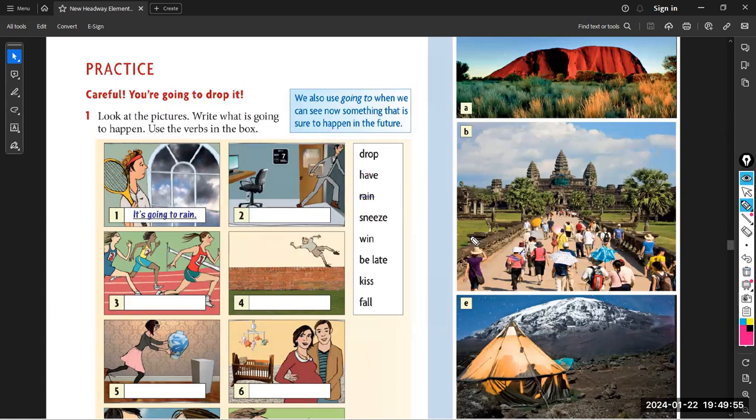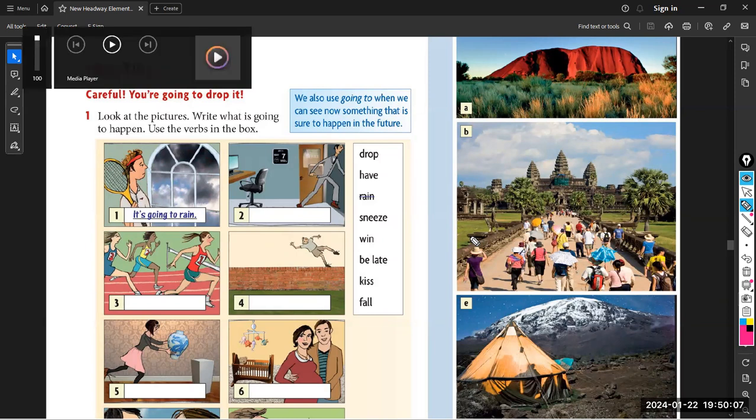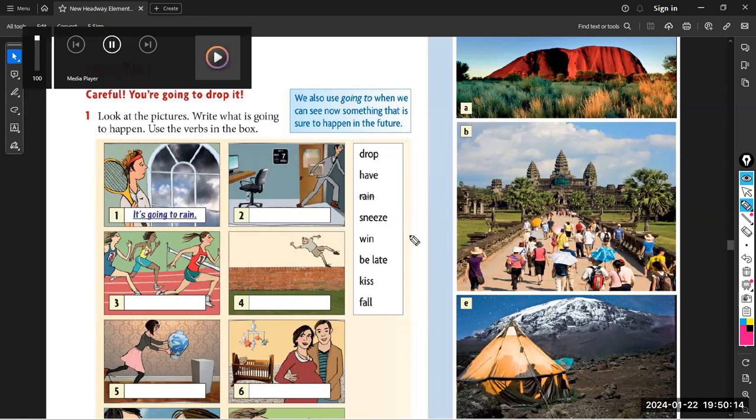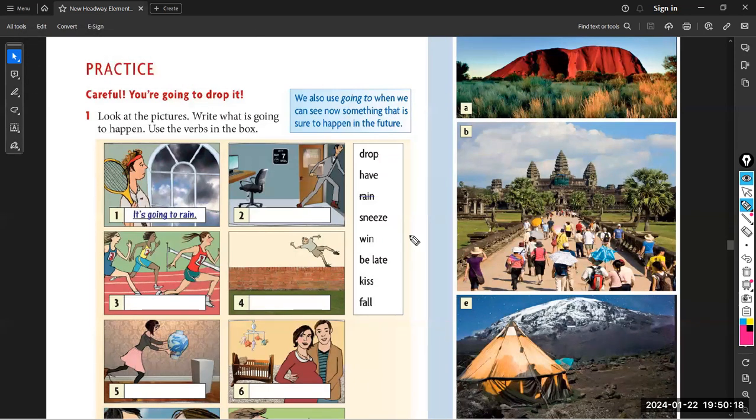Careful, you're going to drop it. One. What a pity. It's going to rain. He can't play tennis. Two. Look at the time. He's going to be late for his meeting. Amazing. So he is going to be late for that, for his meeting. Yes. Now number three. Three. Come on! She's going to win!